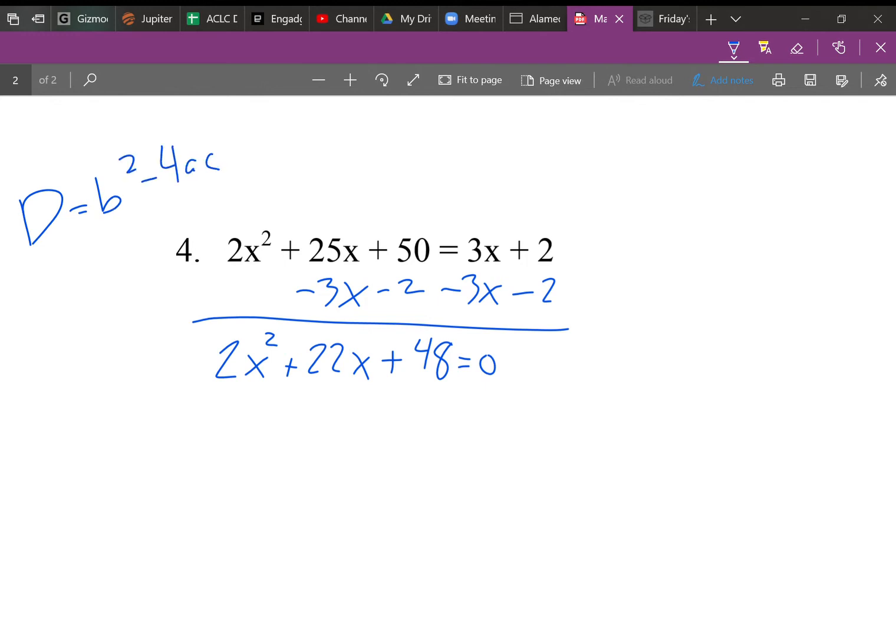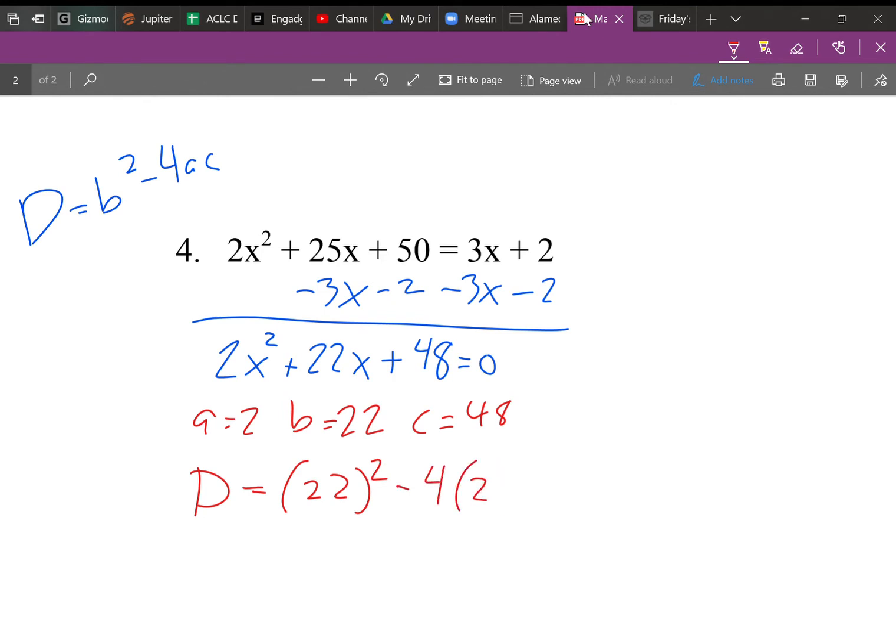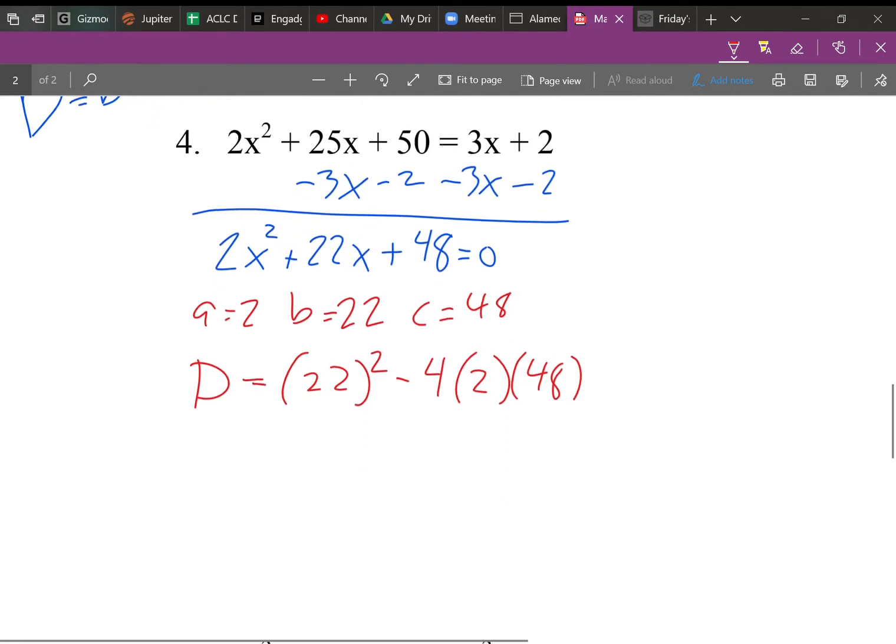We need to identify a, b, and c first. So I have a is 2, b is 22, and c is 48. So in my formula, I'll have 22 squared minus 4 times 2 times 48. So let's get our calculator out and calculate those two things.